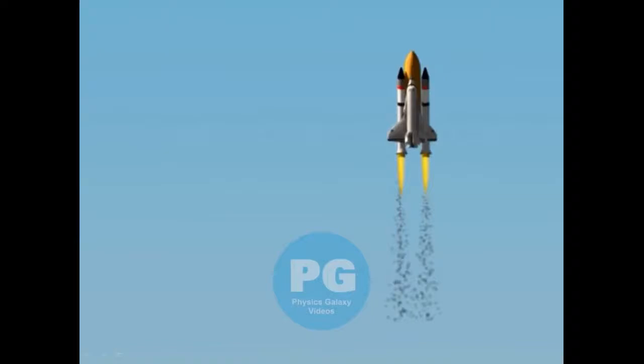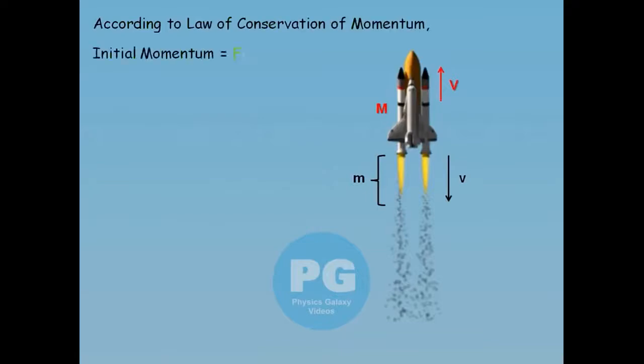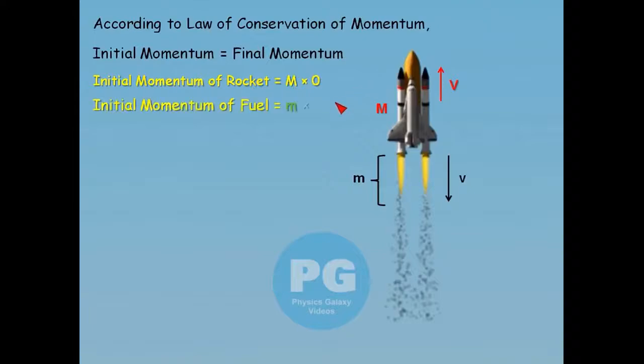Suppose the gases are ejected at a velocity of small v, and the mass of the fuel gases is denoted by small m. The mass of the rocket is denoted by capital M, and it moves forward with a velocity of capital V. Now, according to the law of conservation of momentum, the initial momentum is equal to the final momentum. The initial momentum of the rocket is mass into velocity. Initially the rocket was at rest, so its velocity was 0, and the initial momentum of the rocket is M into 0, that is 0.